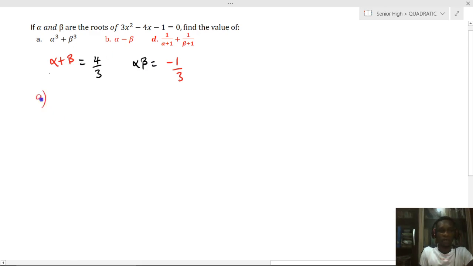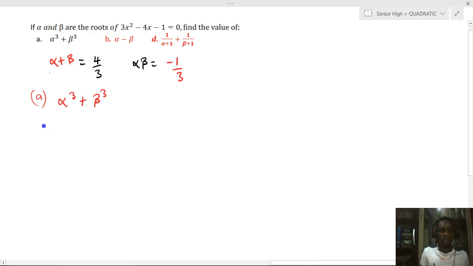So let's take the first one. Alpha raised power 3 plus beta raised power 3. Now remember, I told you we solve this particular one by first of all looking for a way to manipulate it where it will now only be represented with what? Alpha plus beta and alpha beta. And we can do that by using this expansion.